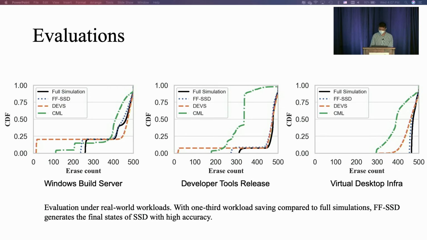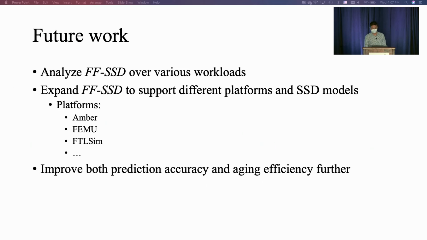Moving forward, we are investigating how to make the ML results more explainable, and we start by analyzing the behavior of our work across more workloads. And our approach is modular, and we also plan to integrate our work into more platforms such as Amber and FEMU. Lastly, while there is an inherent trade-off between prediction accuracy and efficiency, we are going to explore the optimal point along this trade-off. Thank you.